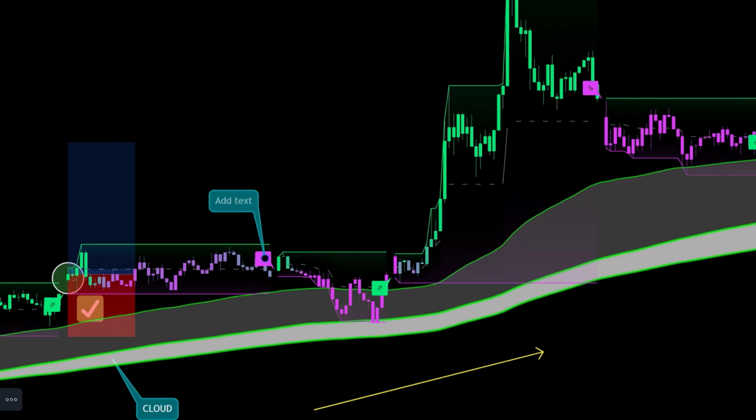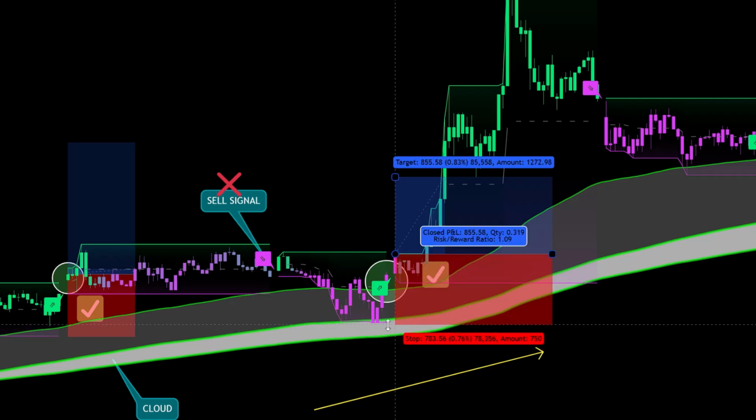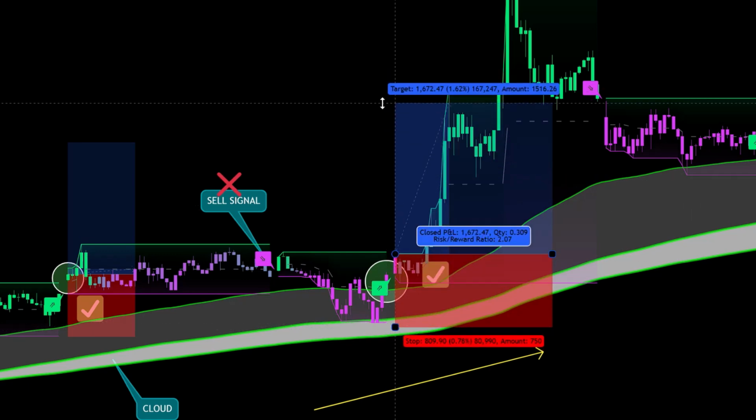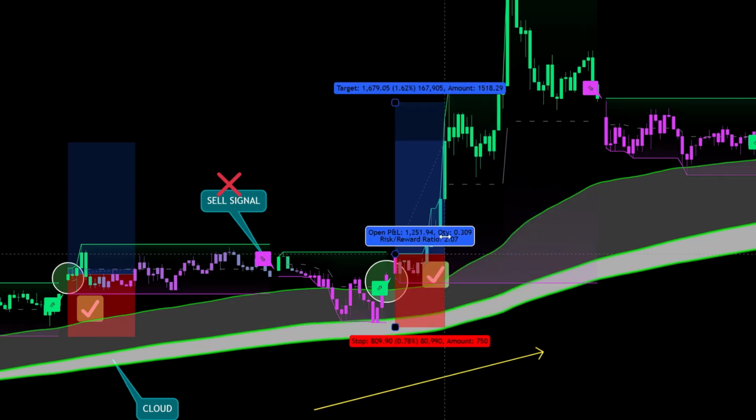Then we get another sell signal. What do we do? We ignore it again because the uptrend is still in play. And then boom, another buy signal appears. The trend is still our friend. So this is another confirmed signal leading to another profitable trade. See how powerful it is to trade with the trend? It really simplifies things and gives us a much higher chance of success.